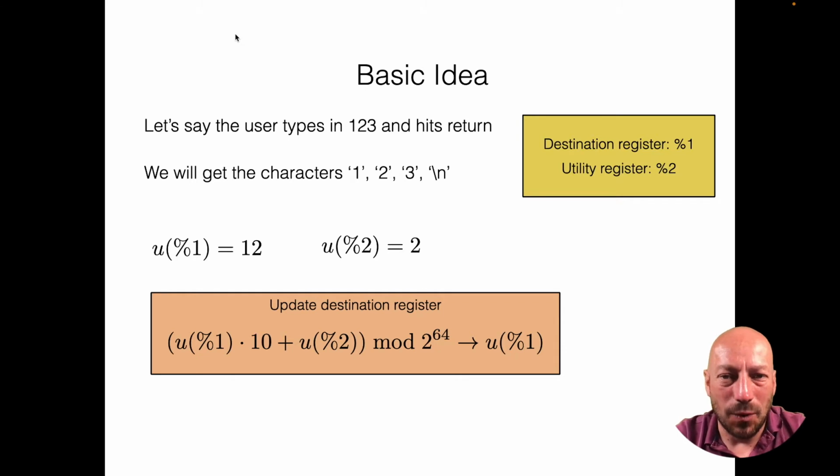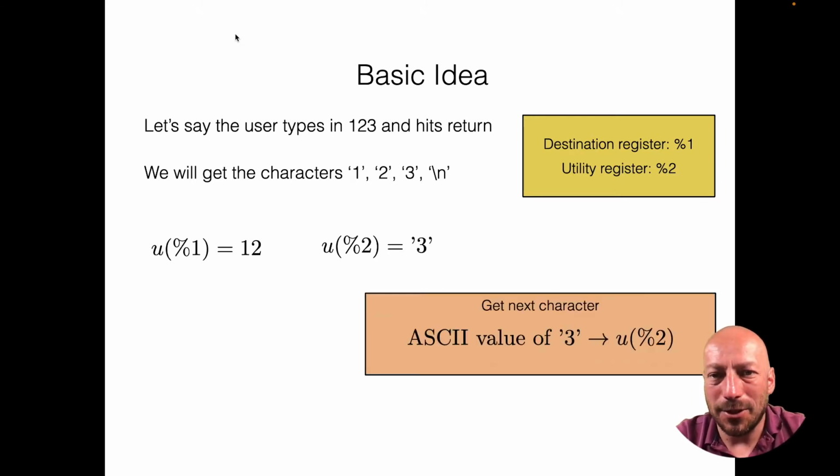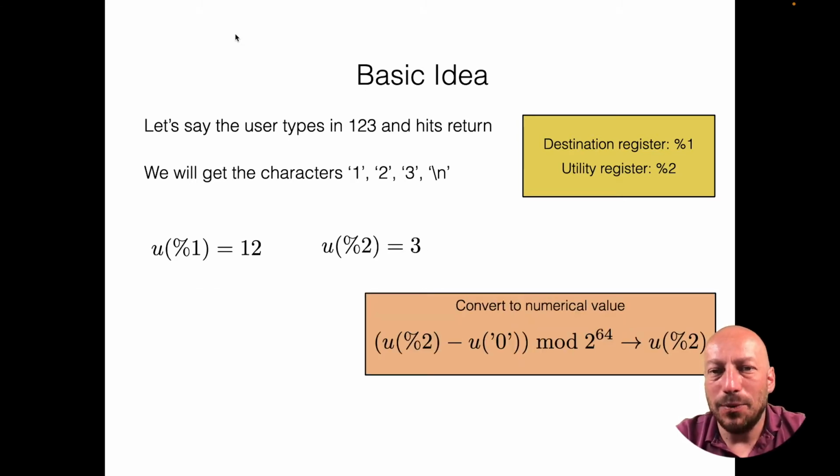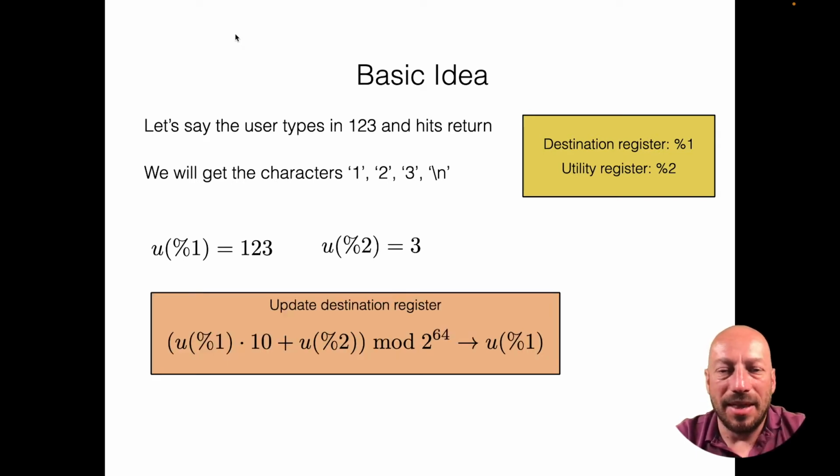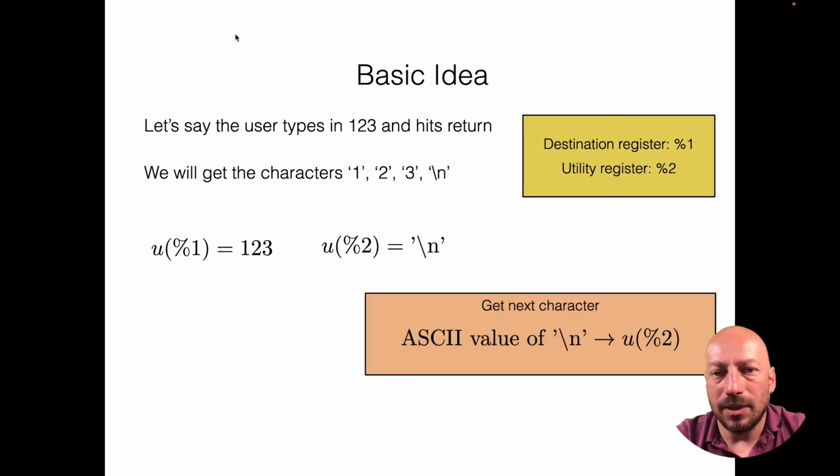The next step, of course, would be to read in this character 3, get its numerical value, left shift the decimal representation in the destination register by multiplying it with 10, and then add this numerical value 3. And then I would read in this newline, and of course, this in general indicates that I'm done with reading in an unsigned integer.